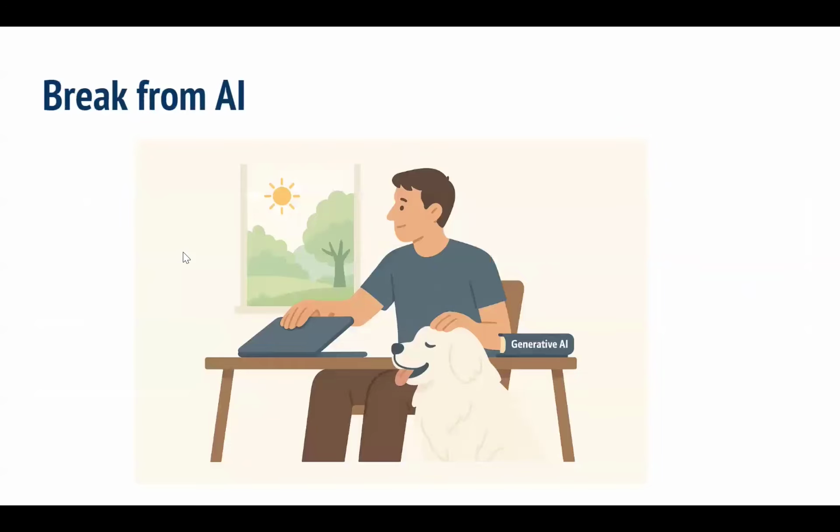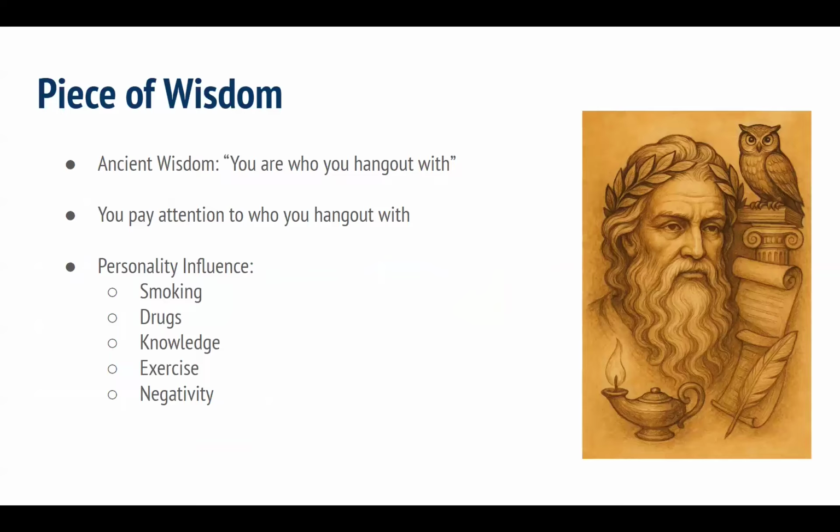So now we're going to take a little break from artificial intelligence, machine learning, and even computer science, and just talk a little bit about wisdom. There is an old piece of wisdom that says you are who you hang out with. When you hang out, you pay attention to the behaviors and mentality of the people you hang out with. Everyone might influence you in a different way.